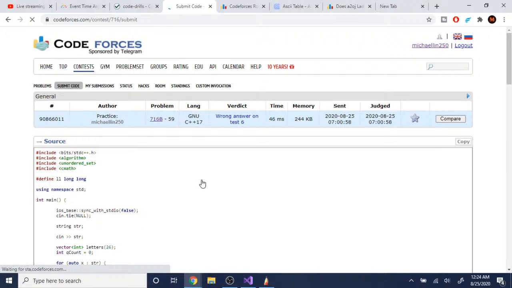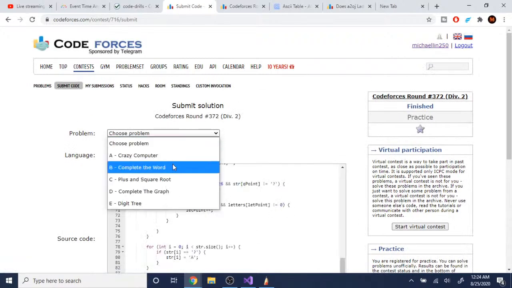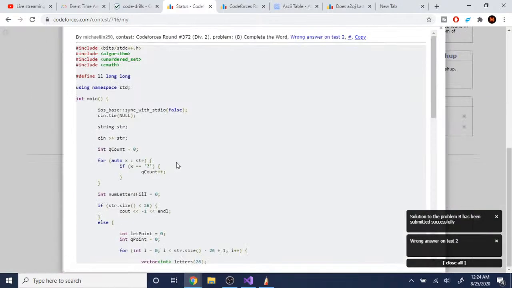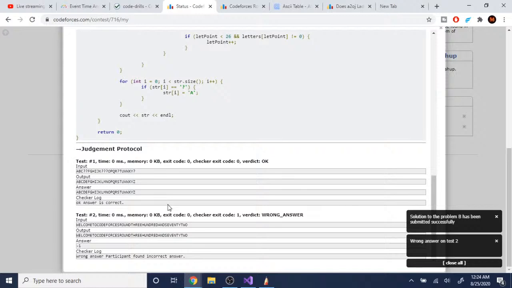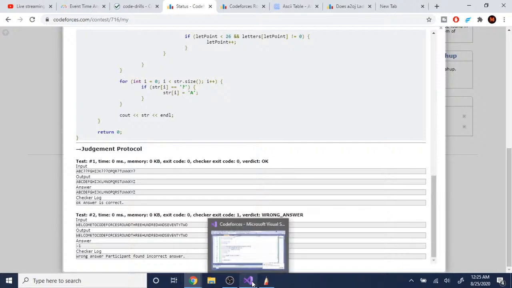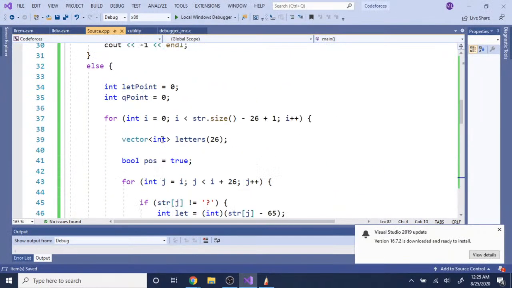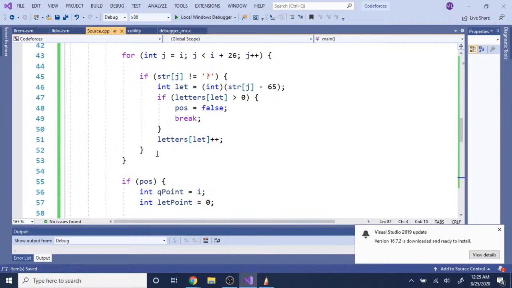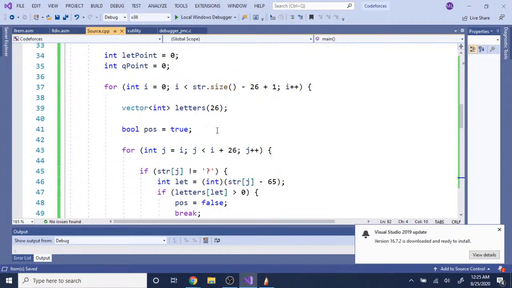And let's try to do it more efficiently. Let's look at their efficient solution. Why is this not working? Did I modify the string? Oh my gosh. If there's no question mark. Crap, if there's no question mark, you have to print out -1.